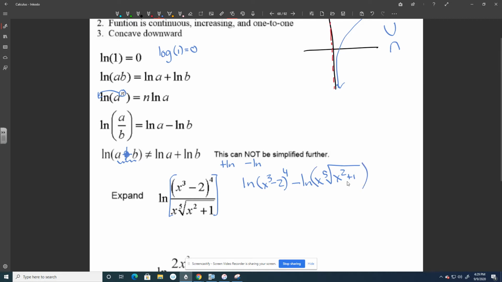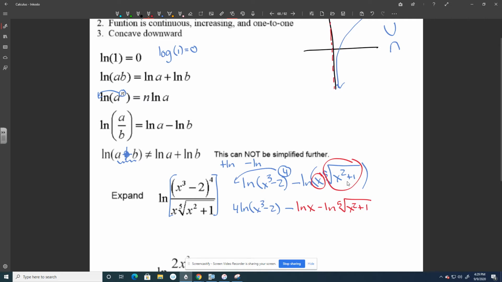So we can separate this out a little bit. This 4 can come on down, so I get 4 natural log of (x cubed minus 2). Unfortunately, I can't split this up at all because of that minus sign. And then I get minus, but this one I can actually split because I've got x multiplied by this part. So this becomes minus the natural log of x minus the natural log of my 5th root of (x squared plus 1).